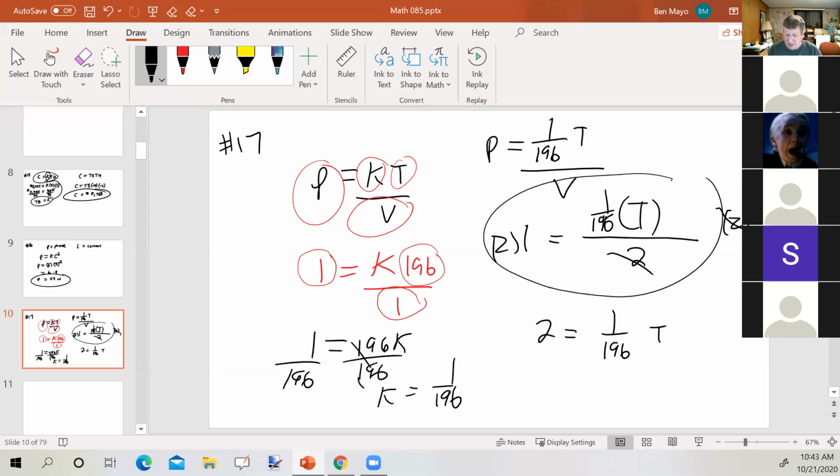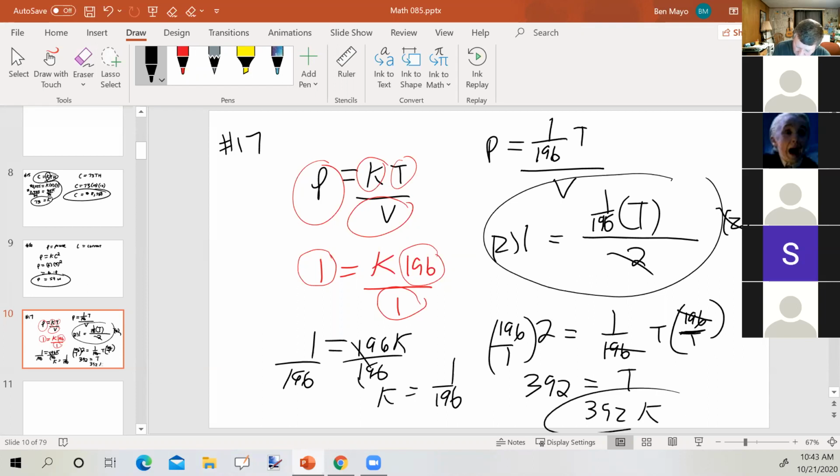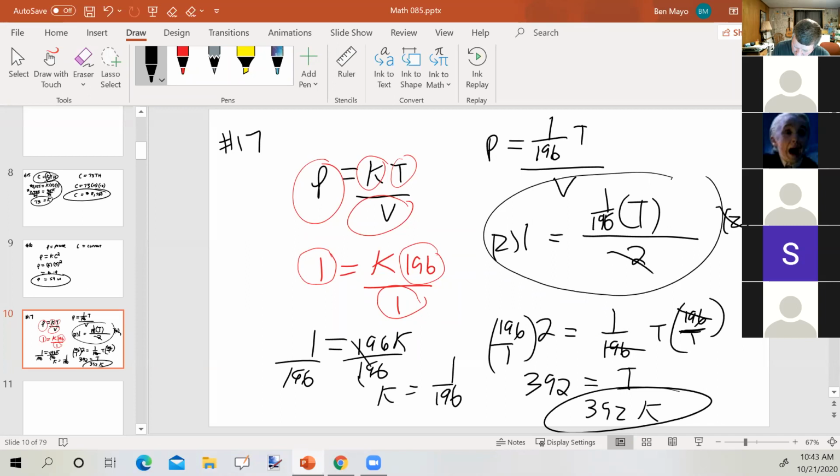Instead of dividing both sides by it, you multiply both sides by its reciprocal. So on the left, I get 392, 2 times 196. On the right, the 196 and the 196 reduce out. I have 1 times T over 1. That's it, over 1. So I get T. So the temperature is 392 degrees, degrees Kelvin. All right. Any questions on that one?